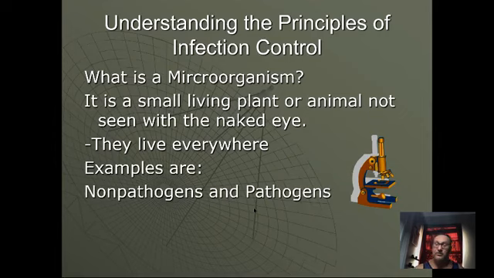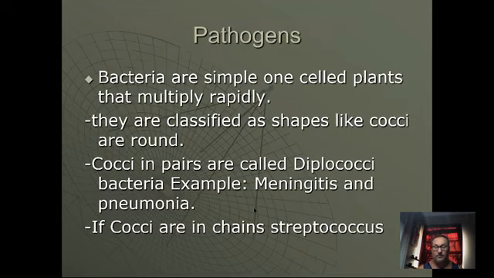And you guys probably heard of these through your biology class. So first one is bacteria. We have cocci, bacilli, and spirilla. Cocci are round. Bacilli look like a hot dog. And spirilla looks like a little spring.